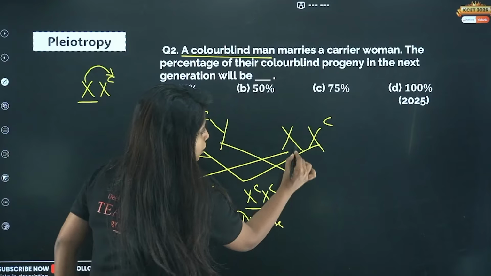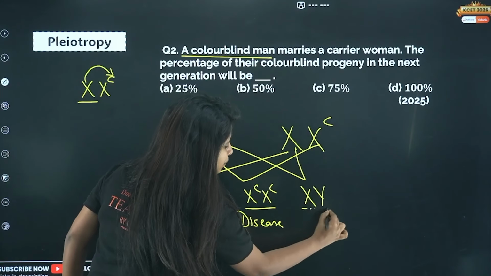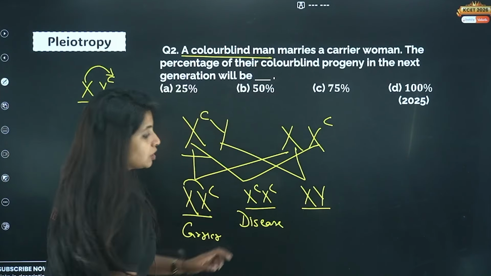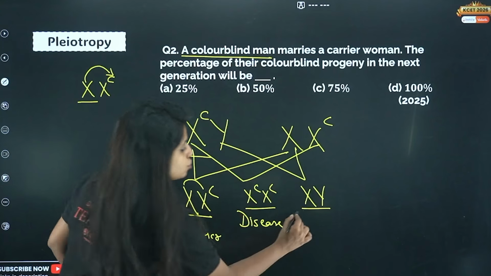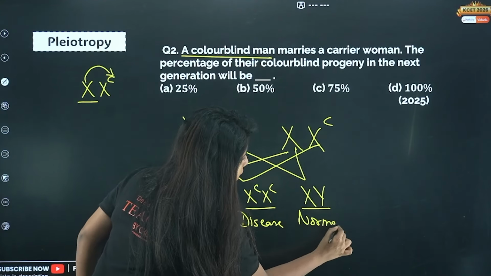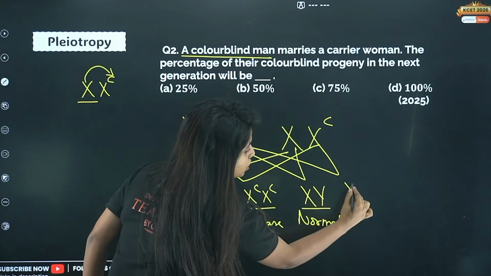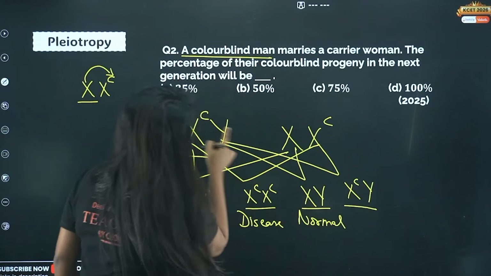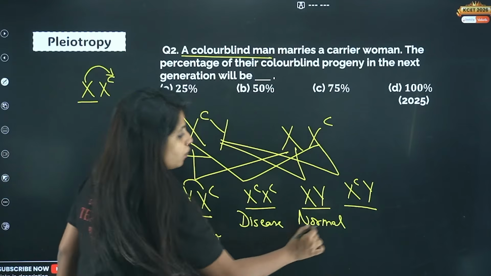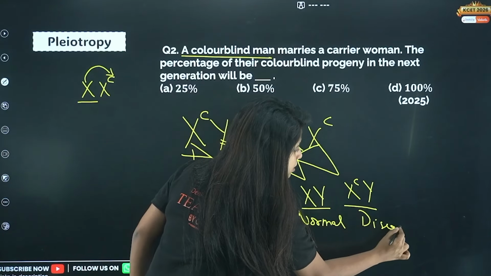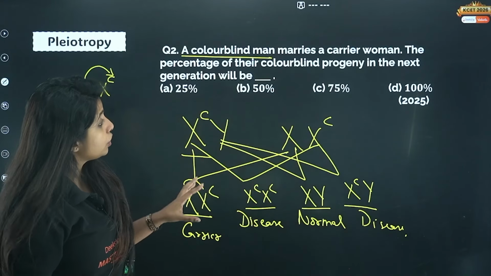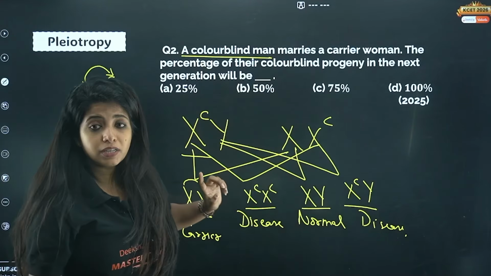Now this and this fuses, you get XY. That means it's a normal male. It's a normal child over there. So I'll just write normal male. Now this and this fuses, you get XCY. Over here again the condition is like the father itself. So obviously they have to be diseased.